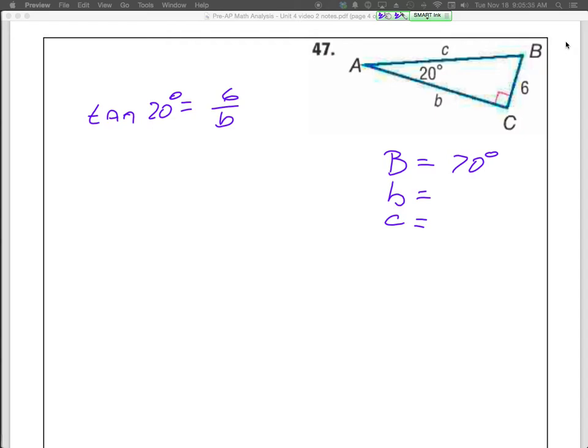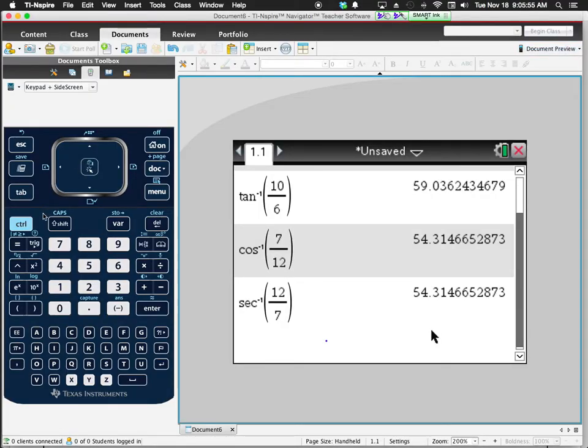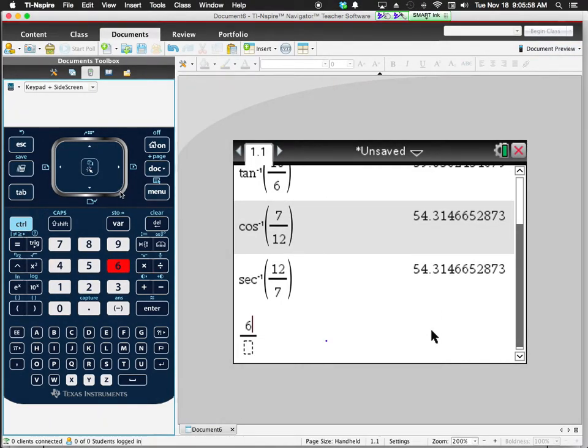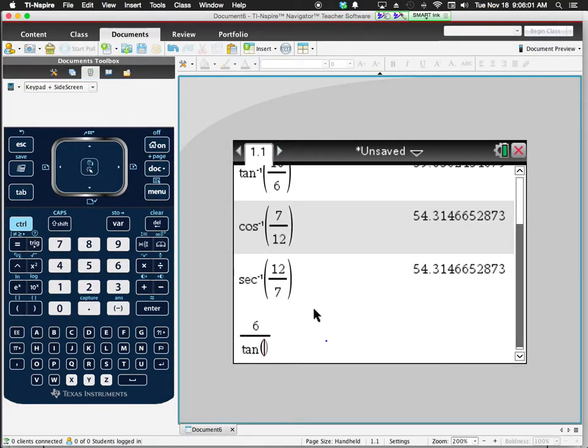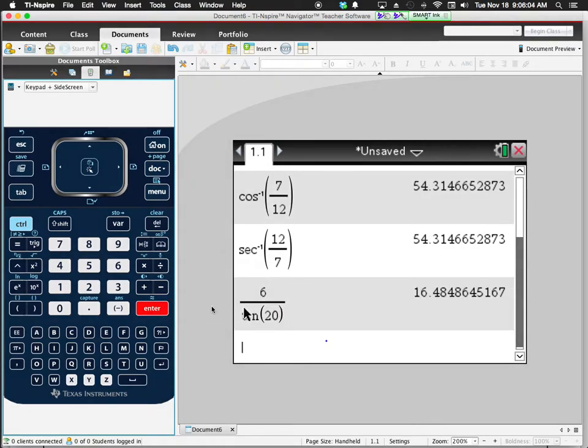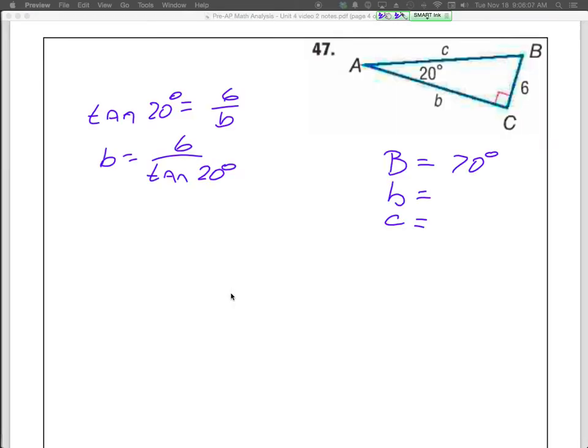So it's the same thing we've been doing. Identify two sides you want to deal with, set up your trig function, and then solve. That's all we're doing. So since I'm solving for B, what's my next step need to be? Switch them. So I have B equals 6 over tangent of 20 degrees, and then I punch it in my calculator. So 6 over tangent of 20, press enter, and we've got 16.484. So 16.484 is B.